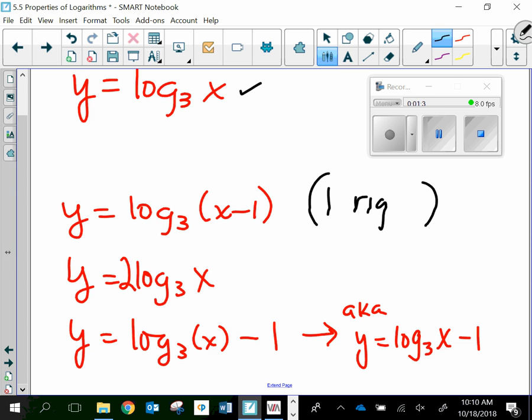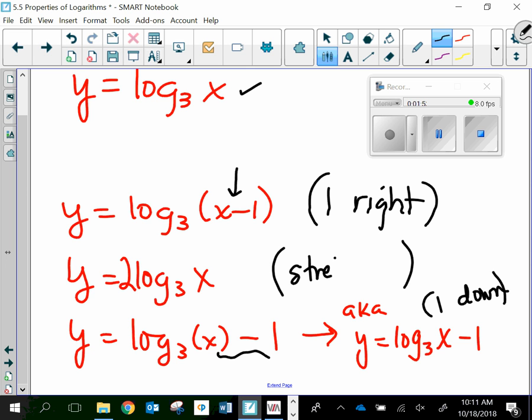One to the right, just like when we were doing a quadratic. If it was inside, we'd move it to the right. If it was outside, like this one, we'd move it up or down. So this is outside of the logarithm. This is inside of the logarithm. And this is a stretch, right? We're going to stretch our y's by 2, times them by 2.